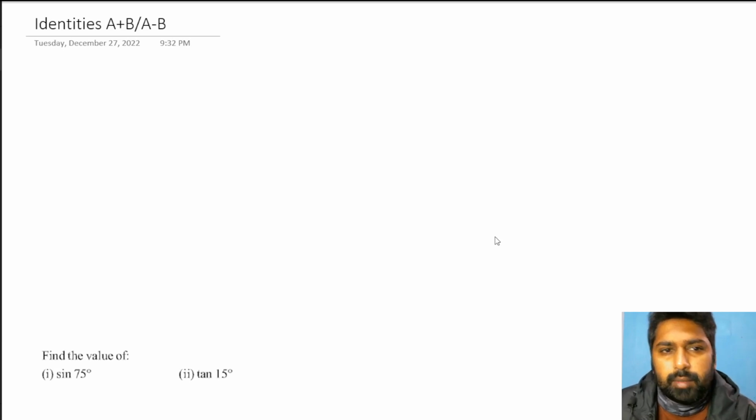Let's continue with our topic trigonometric functions, and specifically we'll continue with the topic known as identities. So I've categorized identities in multiple parts which will make learning them slightly easier. Let's start.